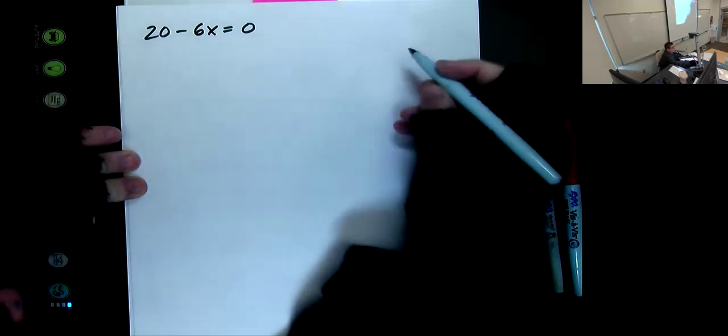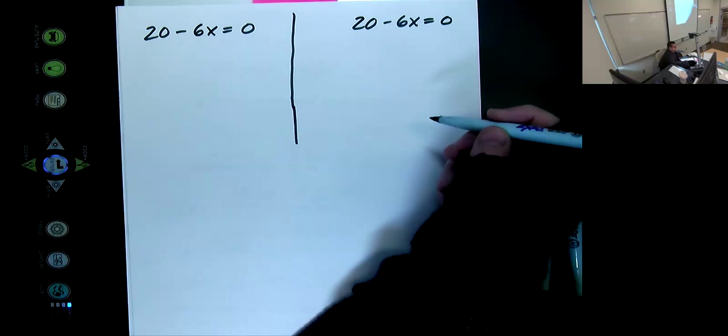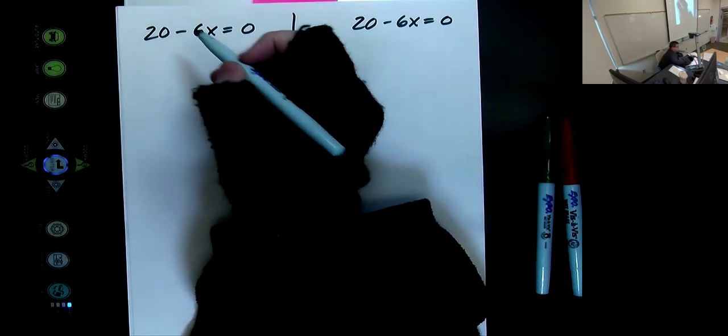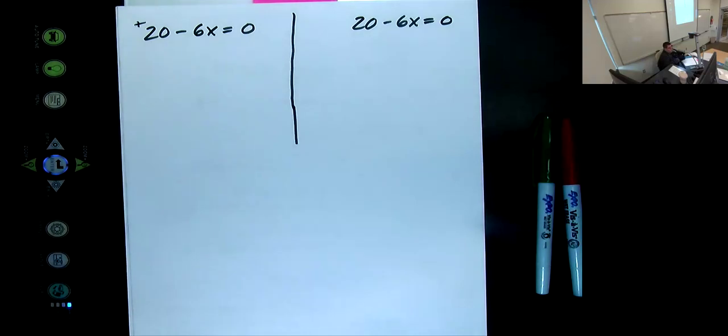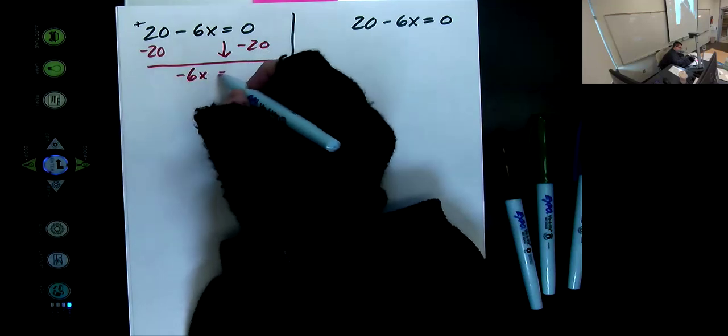Let's see, the next one is 20 minus 6x equals 0. I'm going to show this two ways, and you can pick the route that you like best. The traditional way is to get rid of the add, subtract. Right now we're adding, there's an unspoken plus sign there. We are adding 20 to the left side. So doing the opposite of adding 20 is subtract 20. I will subtract 20 from both sides, and I'm left with negative 6x equals negative 20.